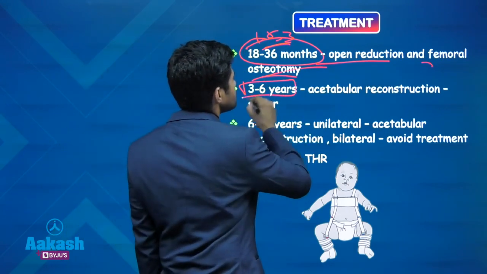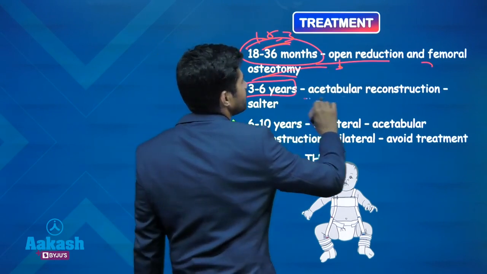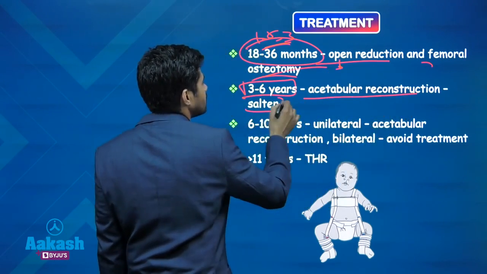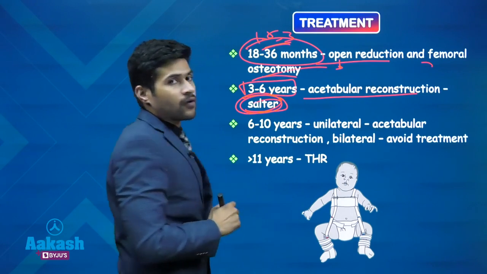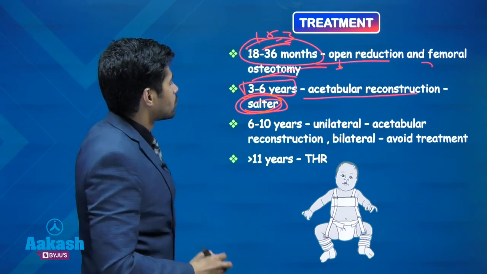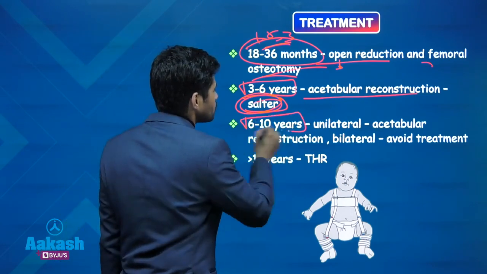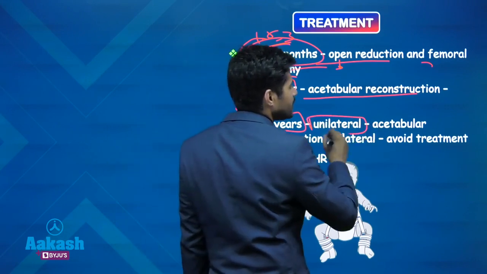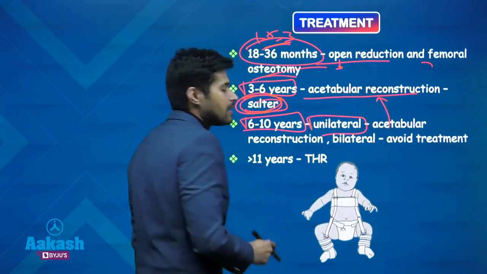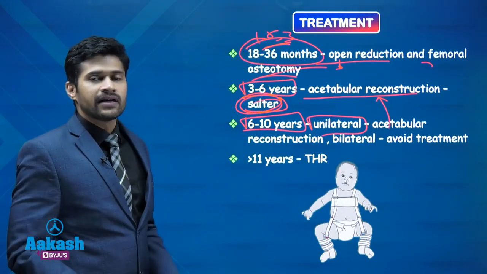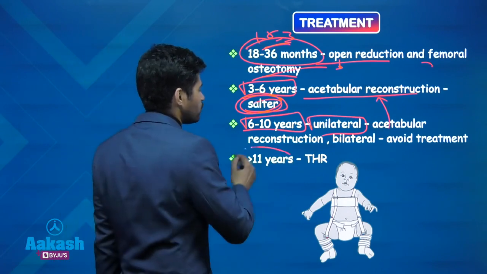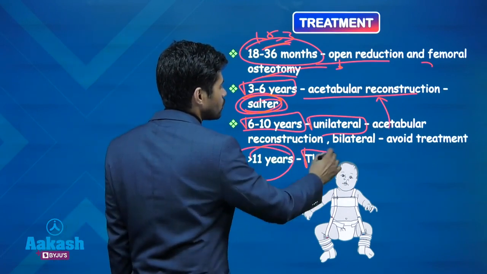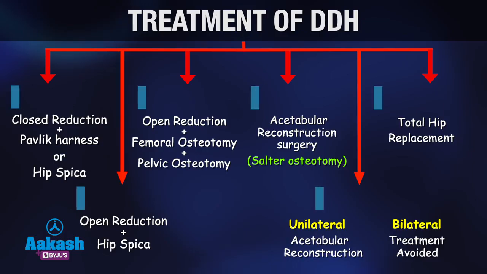At 3 to 6 years, this alone is not enough. We have to go for acetabular reconstruction. One of the procedures is Salter's osteotomy. At 6 to 8 years of age, remember, if it is unilateral, then we go for an acetabular procedure. If it is bilateral, then we avoid any treatment. And later on, at the age of more than 11 years, we go for total hip replacement. Okay.